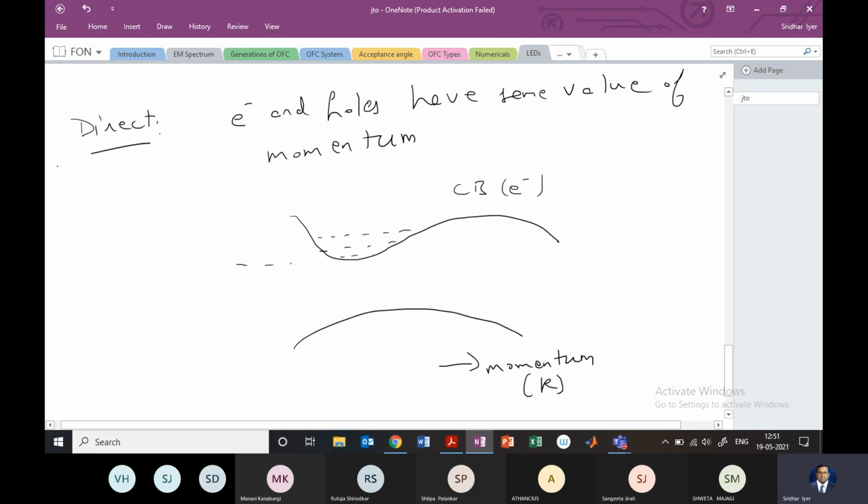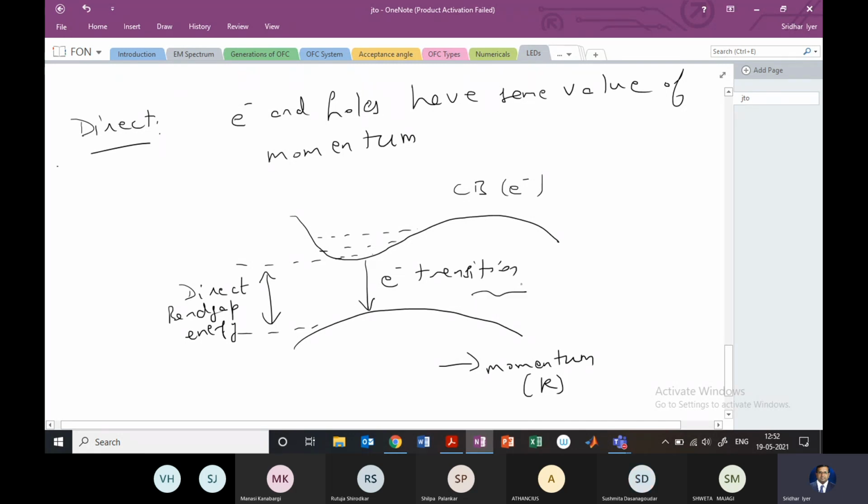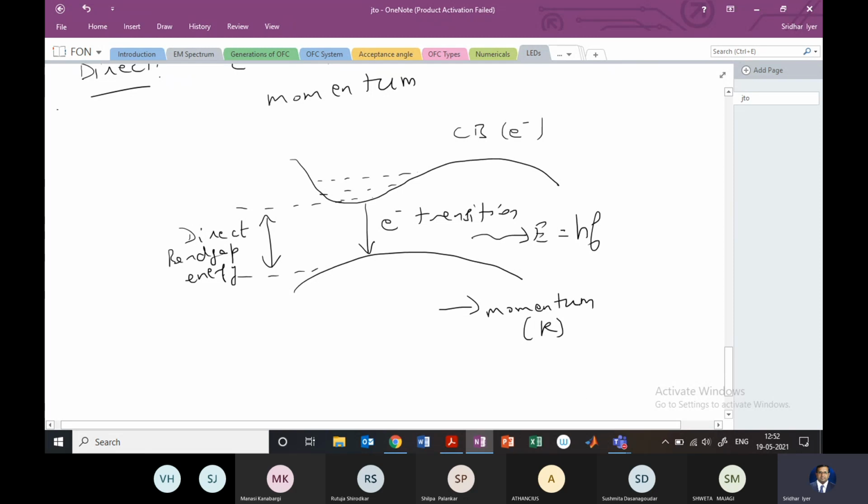And this here is the direct band gap energy. Okay, and here you'll have the electron transition. So when the electron is going to make a transition here, you will have energy equal to HF being released as a photon, right?